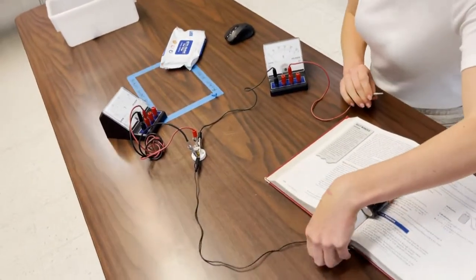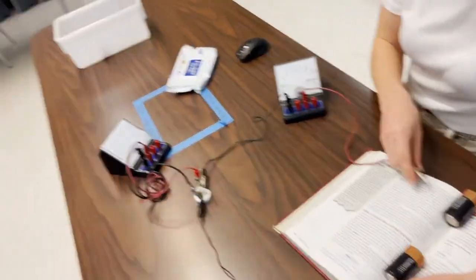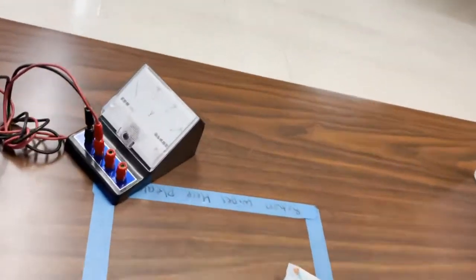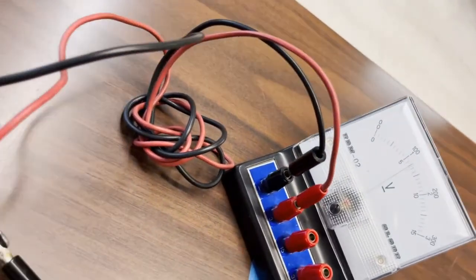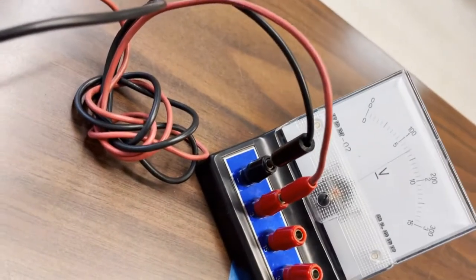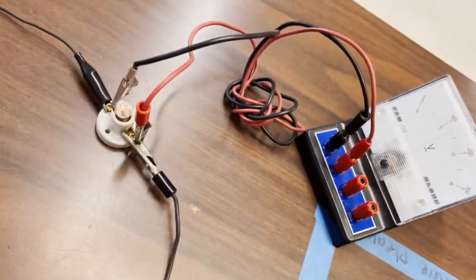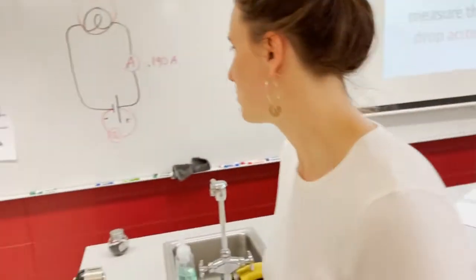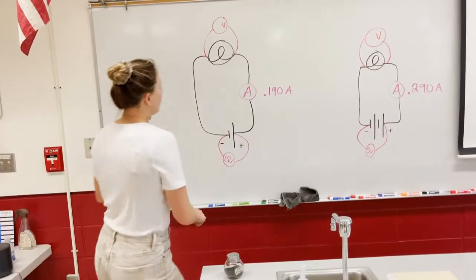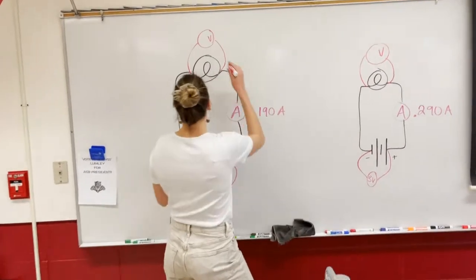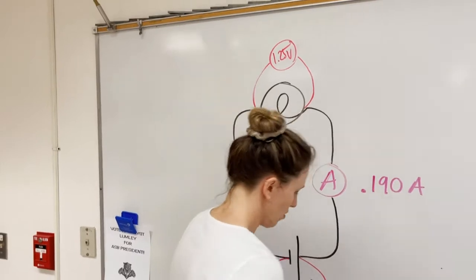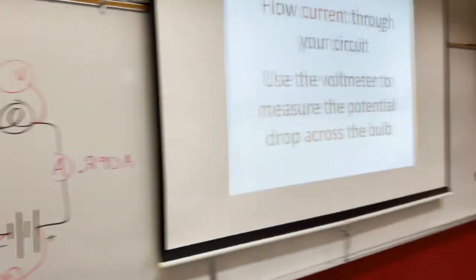All right, let's do one battery first. Here we go. You ready? Go. That's about 1.25 volts. Okay, 1.25. I'm going to write that on the board real quick. So 1.25 volts. Write it down. What do you expect will happen when we go to two batteries, boys and girls?